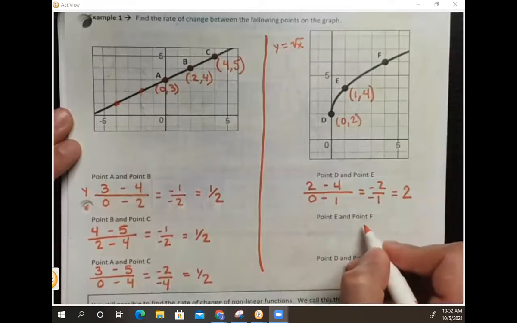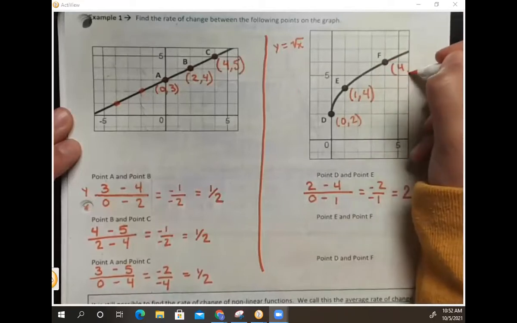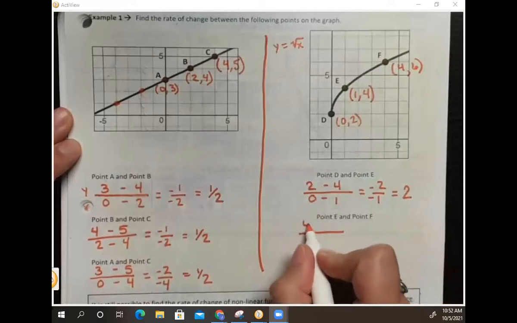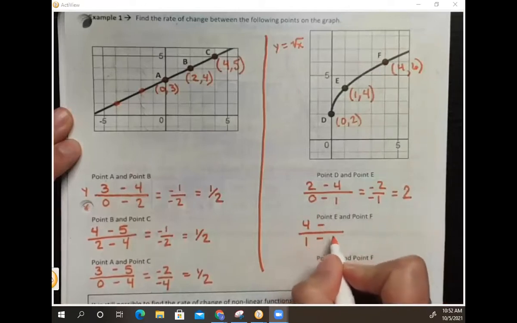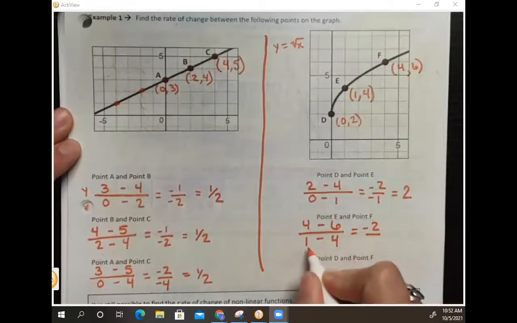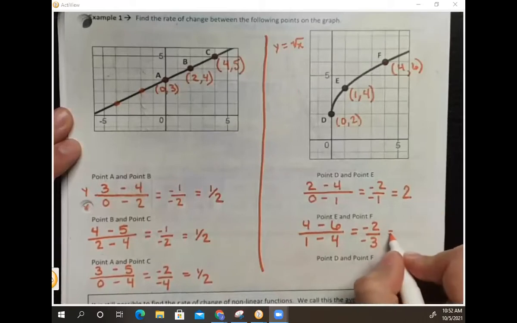Now I'm going to find the slope between E and F. I've got the coordinates for E. The coordinates for F are 4, 6. So let's find that slope. Y on top, x on bottom, minus, y on top, x on bottom. 4 minus 6 gives me -2. 1 minus 4 gives me -3. Negative over a negative is going to give me a positive. And then 2 over 3 isn't going to reduce any more than that. So my slope here would just be 2/3, 2 over 3.